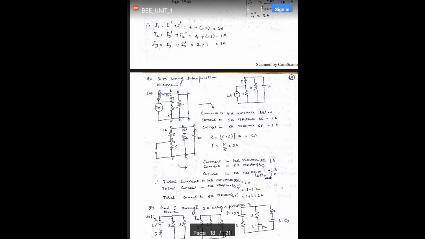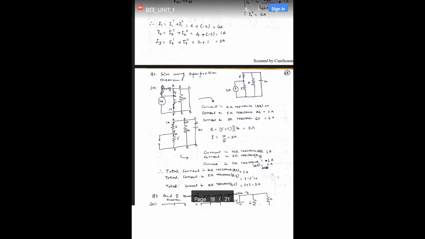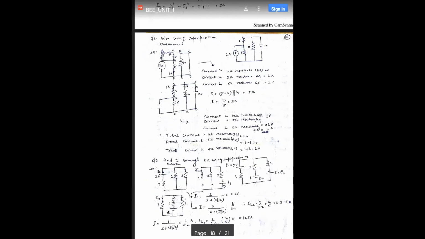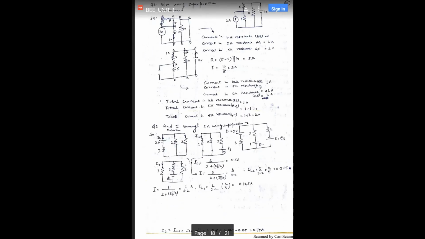So now using superposition theorem, we will determine the algebraic sum of the current flowing through various resistances. Okay, so in the BE resistance, no current was flowing earlier. Now 1 ampere current is flowing. So the effective current which is flowing through the BE resistance is 1 ampere.